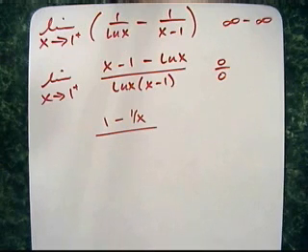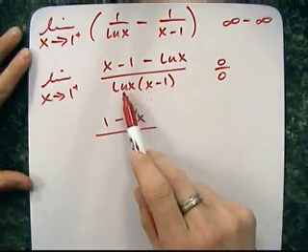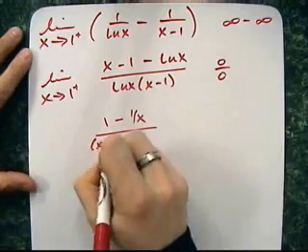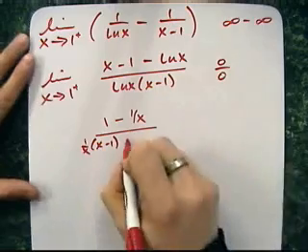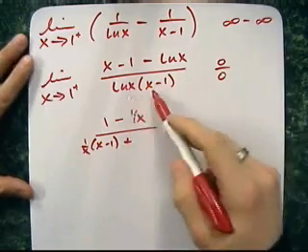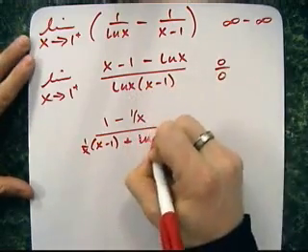How are we supposed to take the derivative of this? Product rule. So the derivative of this times that: x minus 1 times the derivative of the log, which was 1 over x, plus natural log of x times the derivative of that, which is 1, so it's just going to be natural log of x.